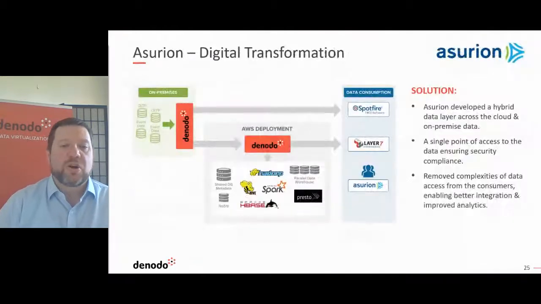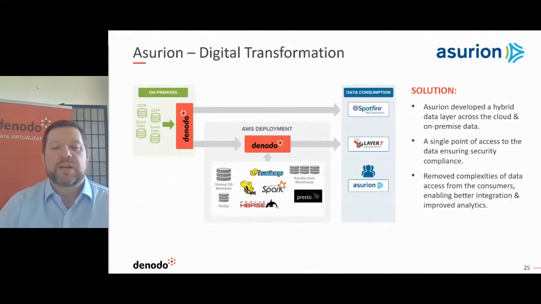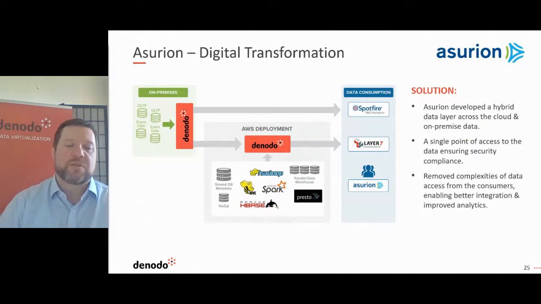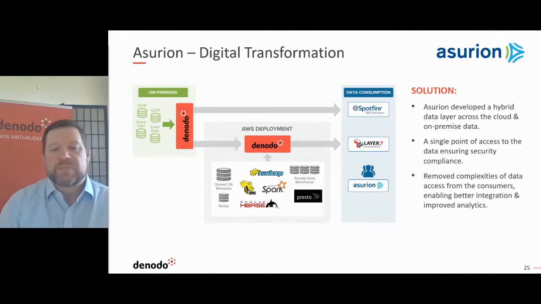Asurion chose Denodo and built a hybrid data layer. So a layer that unifies the data both on-premise and across the different cloud providers, meaning that it becomes totally transparent to all of the users. So now, not only are they able to meet the requirements of the business in that single unified platform, they can also ensure that they're meeting the regulatory requirements by not having to pick all the data up and relocate it, just to be able to do reporting on it.